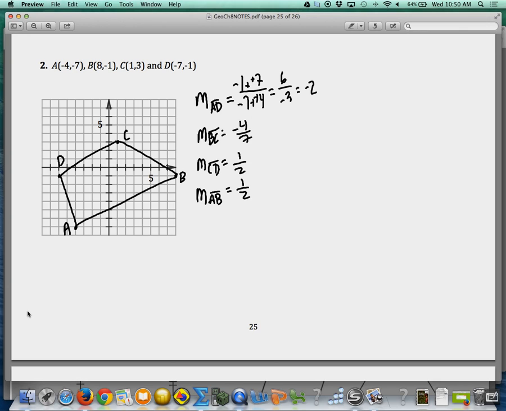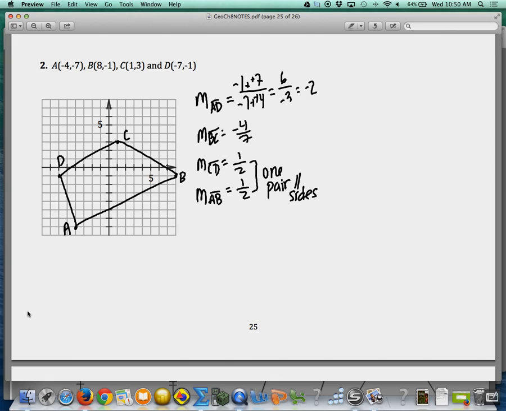How many people got negative 2 for AD? Raise your hand. Okay, I believe that one. How many people got negative 4/7 for BC? How many people got 1/2 for CD? I mean AB. Okay, most of you raised your hand, so I'm going to believe all those slopes are correct. In general, did we get the majority of them right? You might have made a simple computation error. Okay, so we have one pair of parallel sides.